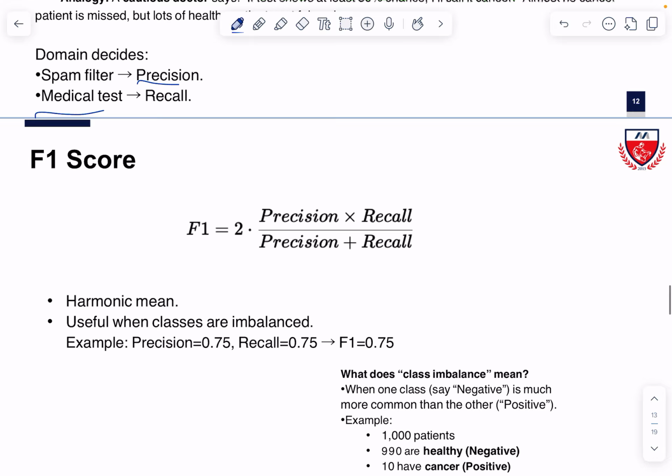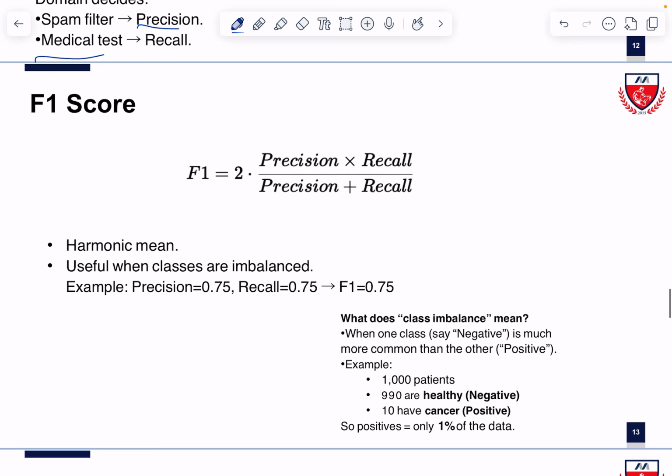Now, to harmonize or to balance everything, we use what we call the F1 score. This is the harmonic mean of both precision and recall. It is very useful when classes are imbalanced. So when we talk about the word imbalance, what does imbalance mean? When one class, for example, negative, is much more common than the other, positive.